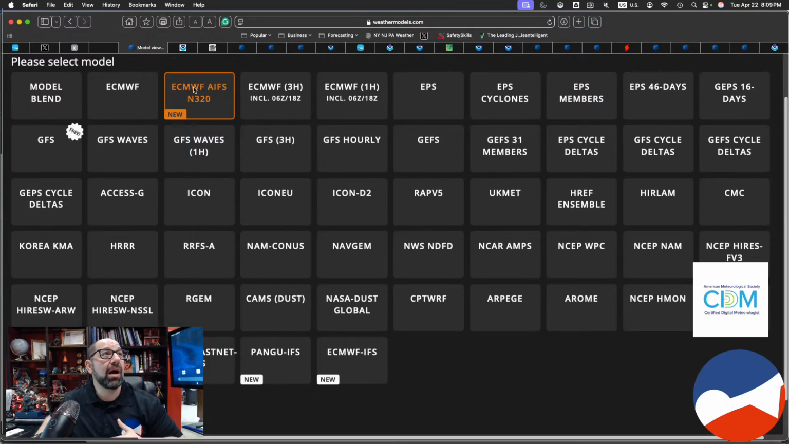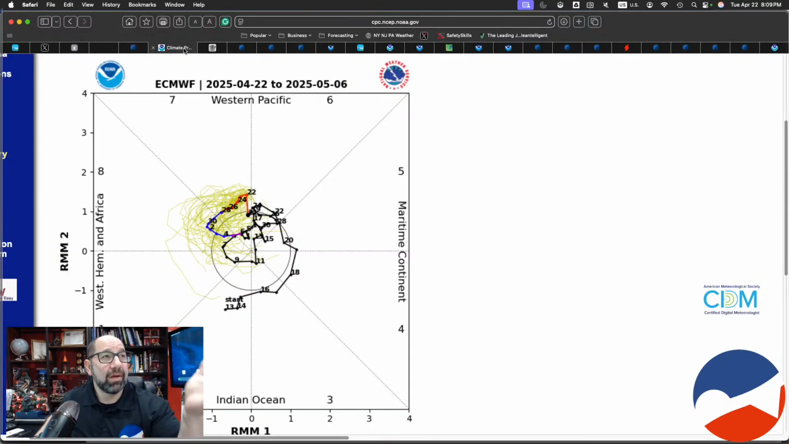Let's take a look at some of the observations first. We know that the MJO is going from a neutral state to phase 7 and then phase 8 and back into a neutral state. And it's very weak. So the subtropical jet stream is pivoting northward. The signal here is relatively weak.